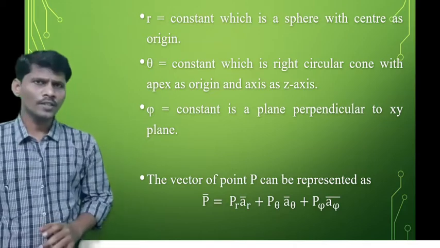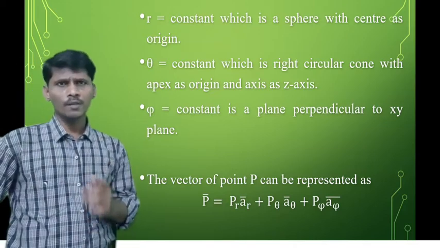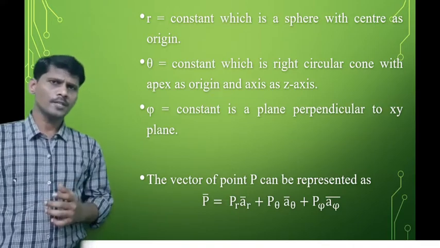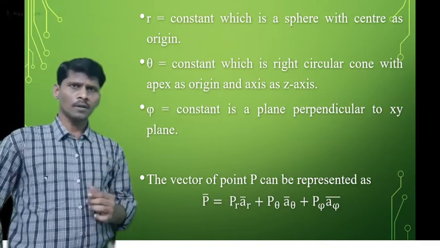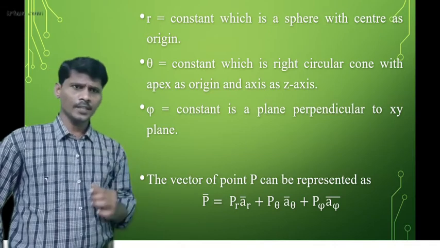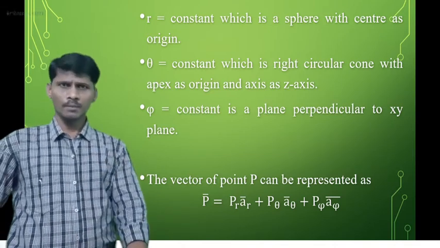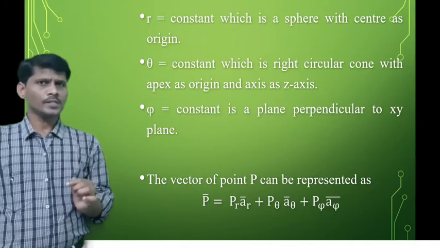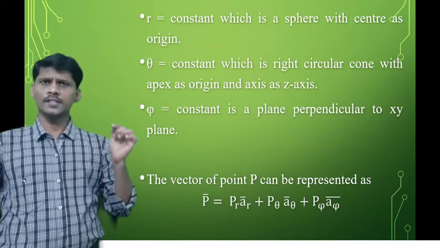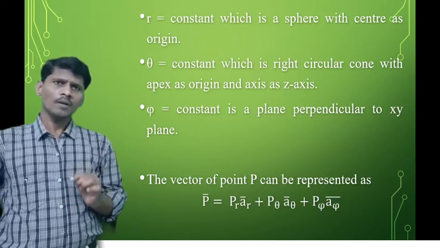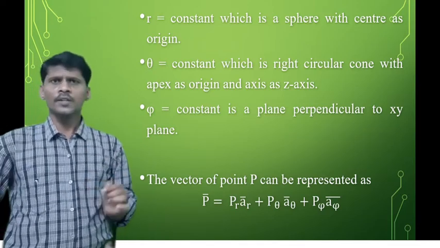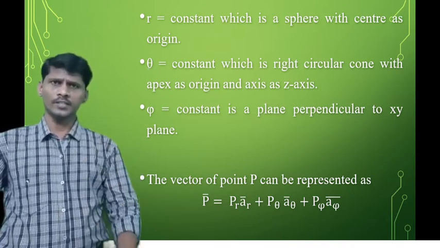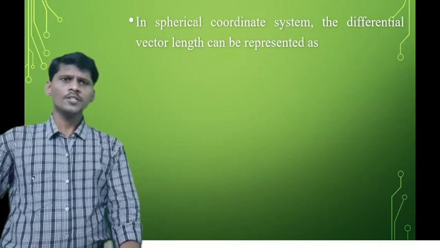In spherical coordinate system, the vector form is defined as P bar is equal to Pr into ar bar plus P theta into a theta bar plus P phi into a phi bar, where Pr, P theta, P phi are magnitudes in r direction, theta direction, and phi direction. a r bar, a theta bar, and a phi bar are the unit vectors in r direction, theta direction, and phi direction.